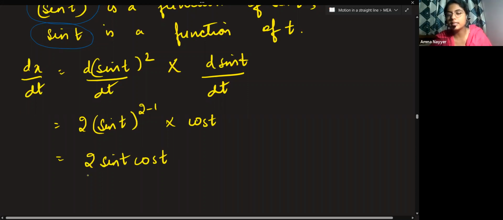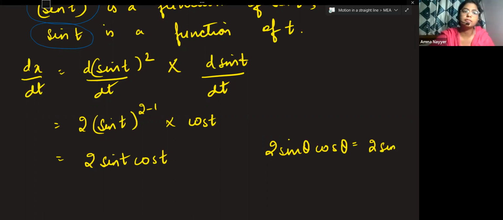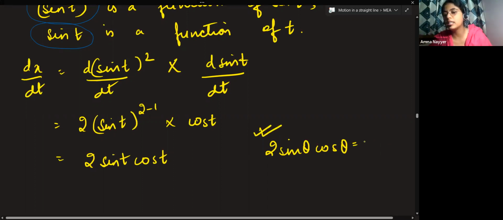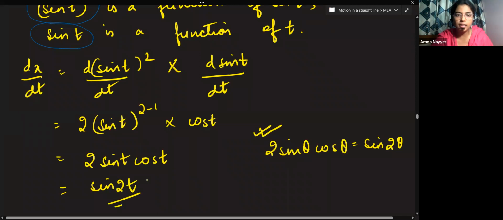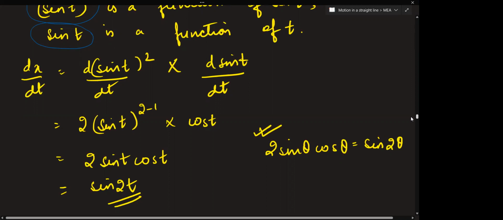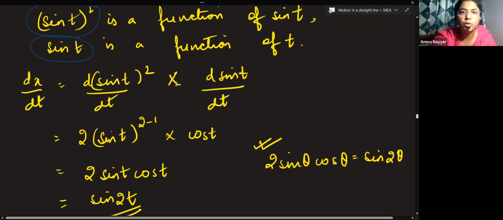Now, one more thing. This is an identity. If you have 2 sine theta multiplied by cos theta, then it is also written as sine 2 theta. This is one trigonometric identity which is utilized in many numericals, so it's better if you remember it right now. 2 sine theta cos theta is also written as sine 2 theta. So this can also be written as sine 2t. Clear, Aram? Is this clear now? Yes, ma'am. All right. If you have any doubts, just ask me. Note it down. We'll do one more question on it.